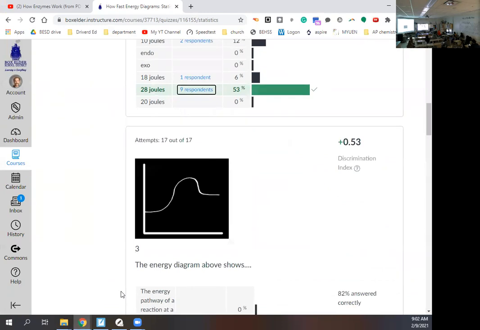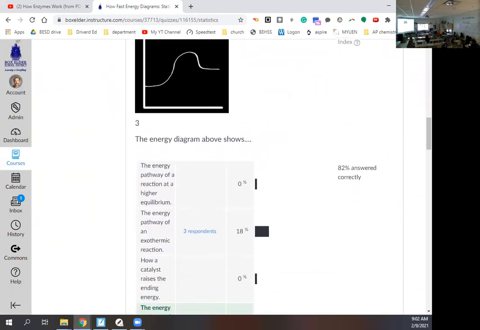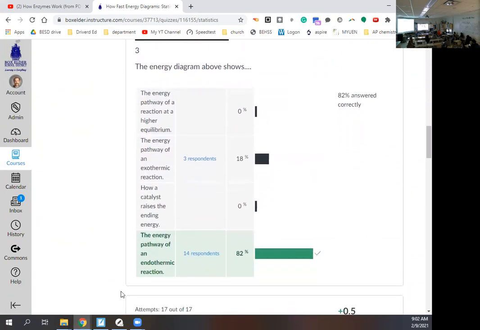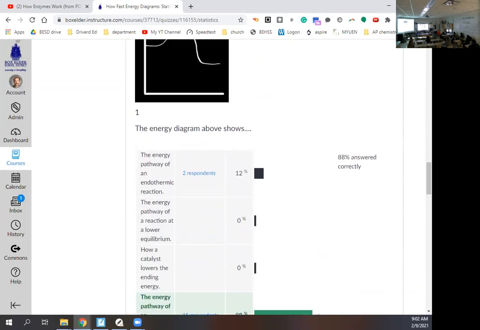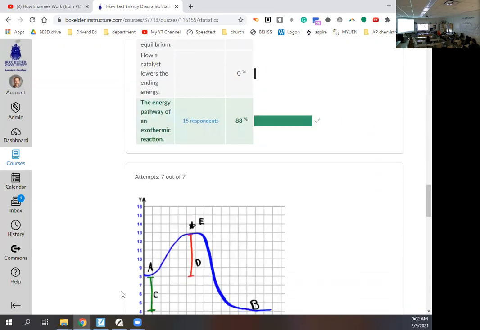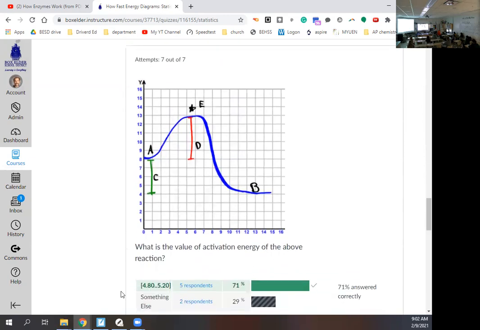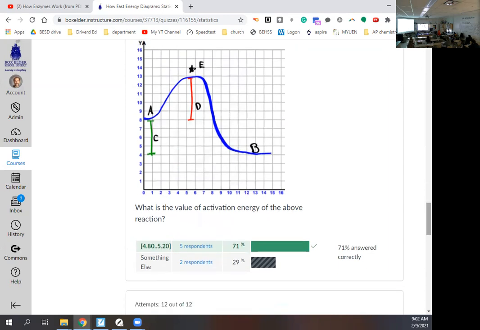All right, here we go. The energy diagram above shows the energy pathway of an endothermic reaction. Good, very good. This one showed an exothermic reaction. Then the math. And some of you, remember, I don't make you take all of them on the practice. So some of you maybe didn't get all these. That's fine. Okay, so this is the math one.